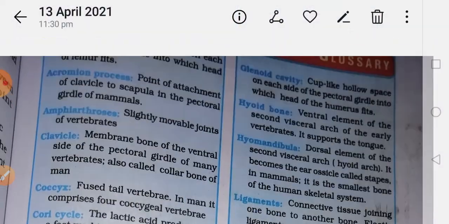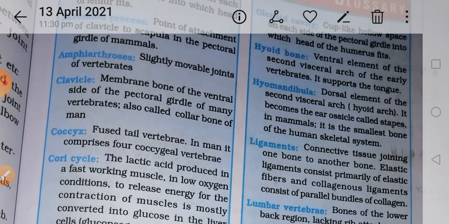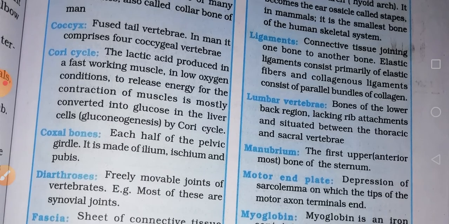Okay, and one more thing, I want to give some 2 marks questions, we may go through these. Not all of them. Just coccyx means what, clavicle means what, coracoid, coxal bones.